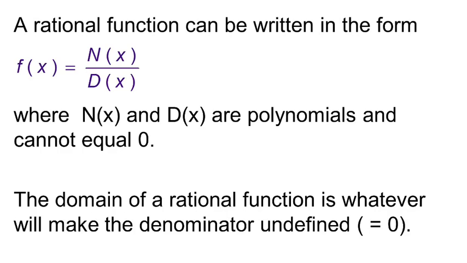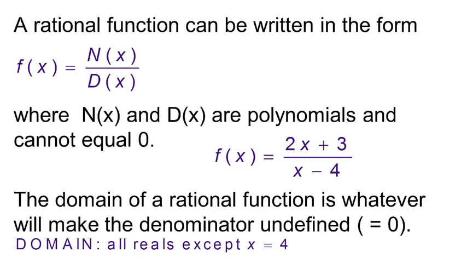The domain of a rational function is whatever will make the denominator undefined. So if I have the function f of x equals (2x plus 3) over (x minus 4), this is an example of a rational function because it looks like a fraction. The domain is whatever will make the denominator undefined. So in this case, if I set x minus 4 equal to 0, x will equal 4, and that's what will make the denominator undefined. So the domain would be all reals except x equals 4.